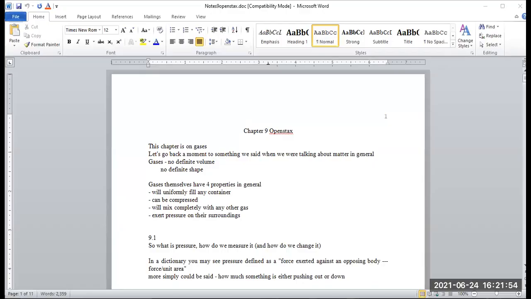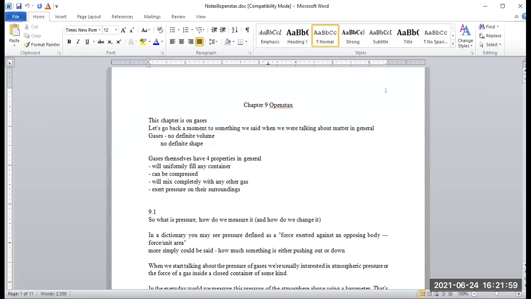All right, so the next chapter is gas laws, which means I also have to figure out where I put my file. All right.